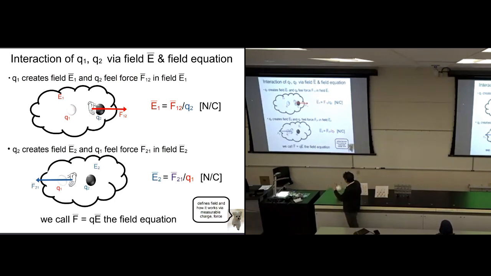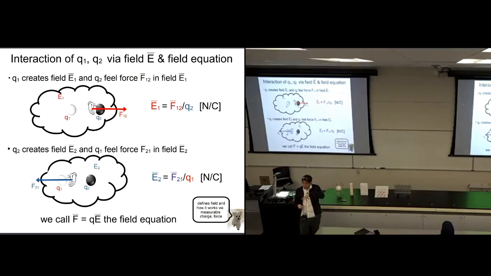I've drawn in red and blue the force arrows on the two charges. I drew this one as red because the red charge was creating that force. I drew this one as blue because the blue charge, Q2, was creating this force. To this picture, I added the new thing, which is the electrical field. Look at that little cloud around Q1 in the top plot, and that little cloud around Q2 in the bottom plot. That's my cartoon of the electrical field.